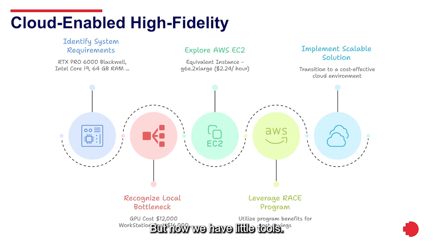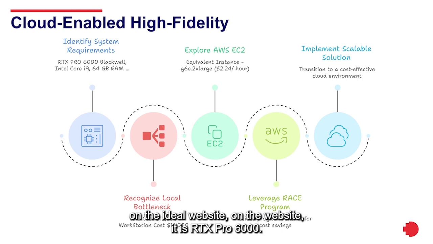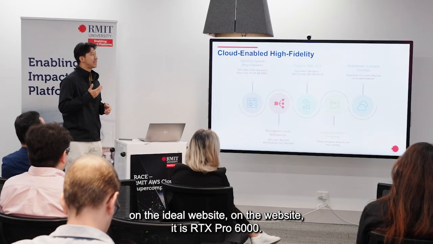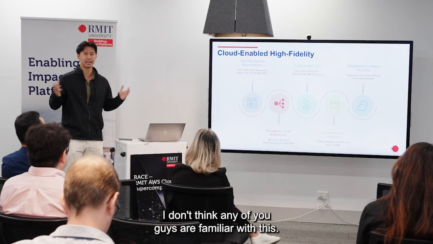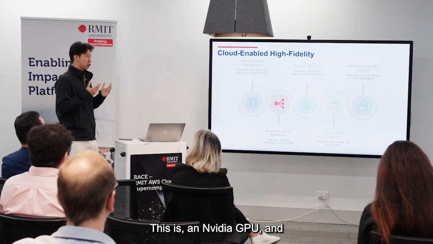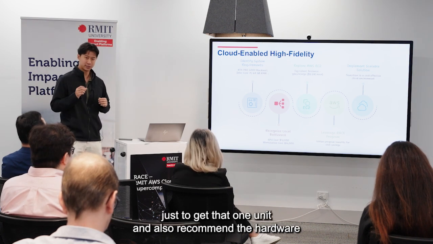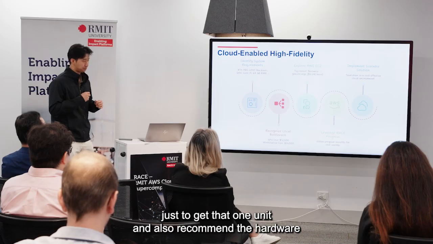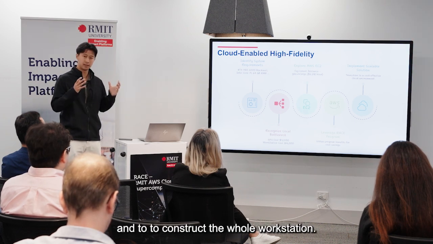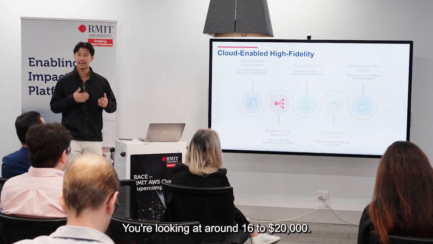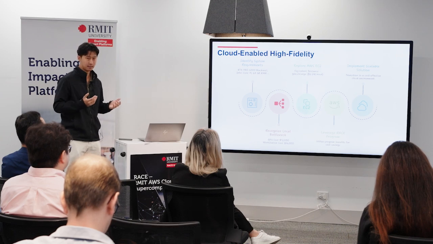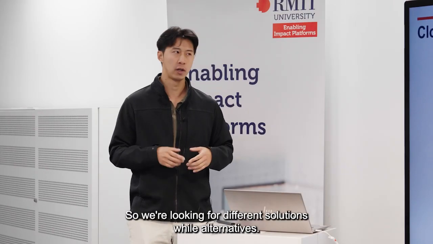But now we have the tools. What about the power? When we identified the system requirement on the Omniverse website, it is the RTX Pro 6000 Blackwell. I don't think any of you are familiar with this. This is an Nvidia GPU, and it is $12,000 just to get that one unit, and that's the recommended hardware. To construct the whole workstation, you're looking at around $16,000 to $20,000. That is our bottleneck, so we were looking for different solutions.